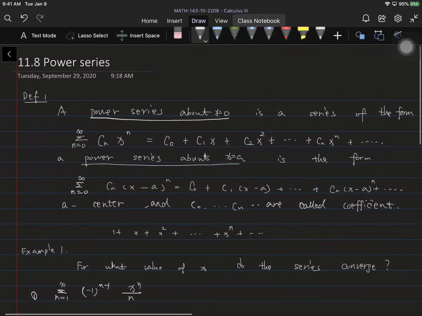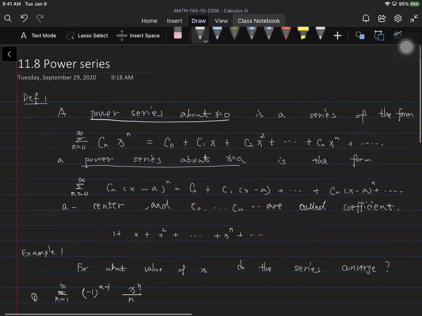Hello, welcome to 11.8 Power Series. In this section, we're going to learn what a power series is and then discuss for what x values the power series converges. Okay, so firstly, let's take a look at the definition.